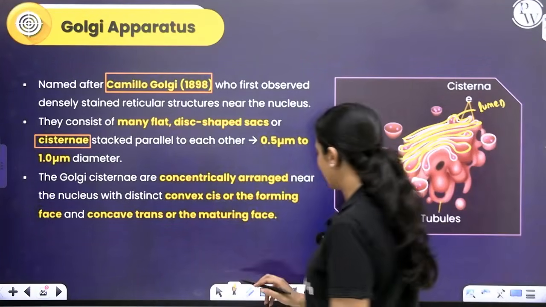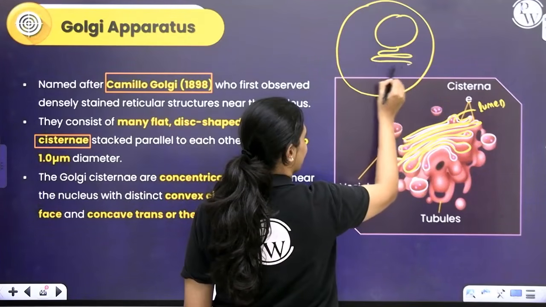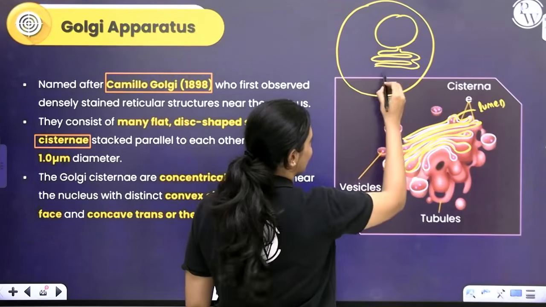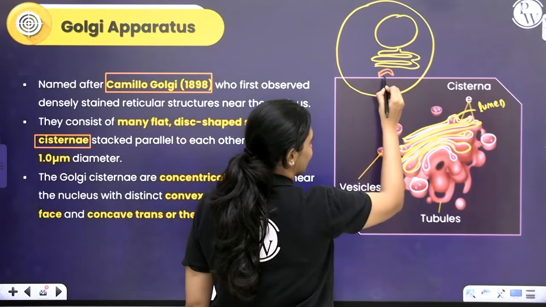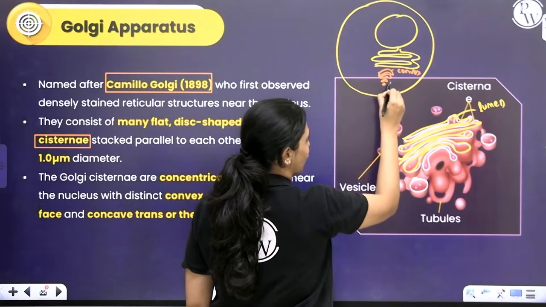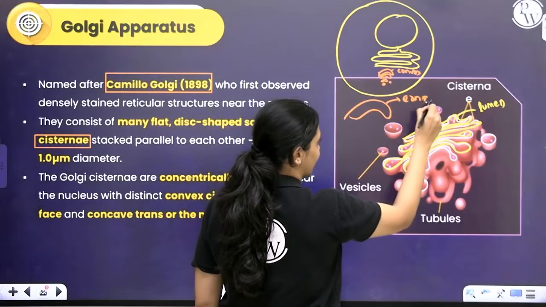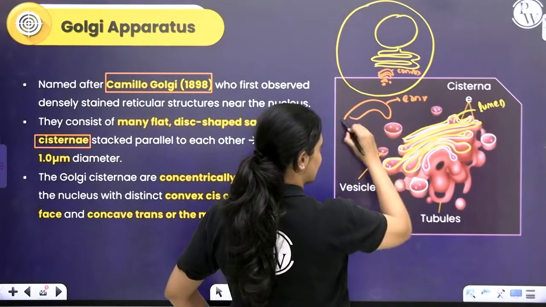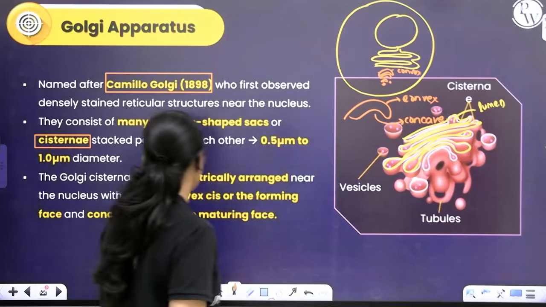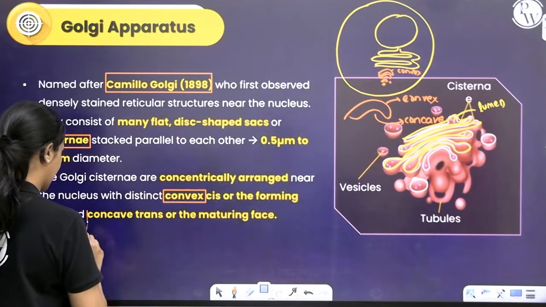This has a very clear convex side and a concave side. If you think of this as the cell, here is the nucleus, here the ER is there. Okay, near the ER usually this will be present. So it will have a concave side. This is the convex side, and it will have a clear concave side. If it's like this, one side will be convex. This side is the convex side and this side is the concave side, right? So it has two distinct convex and concave sides.